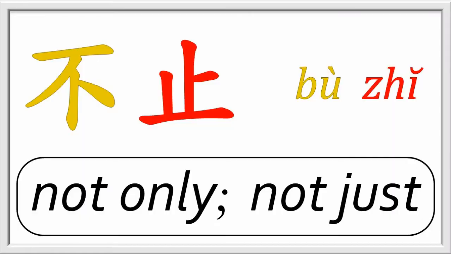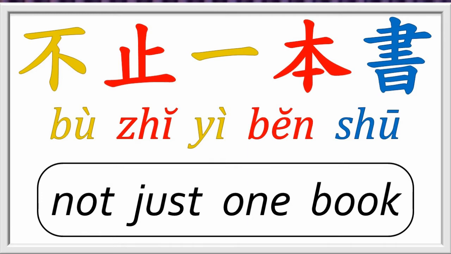When combined with a negative bu, it means not only, not limited to. Bu zhi. For example, bu zhi yi ben shu, not just one book. Our second character is an ideogram composed of this foot going straight to its destination, which was originally a square depicting an enemy city about to be attacked.